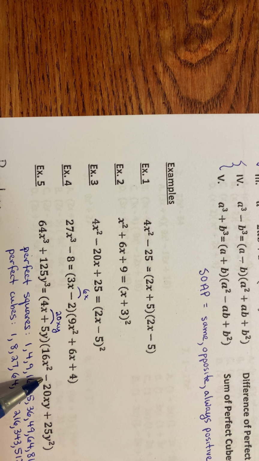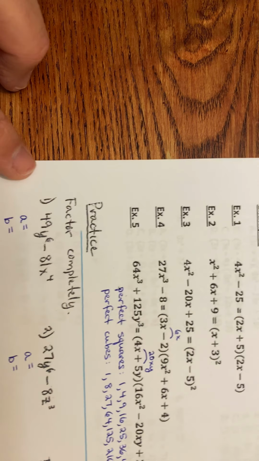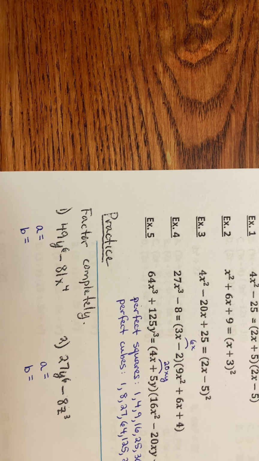Change the sign. Same, opposite, always positive. Square the 5y. All right, so let's try a couple here. And I have some on the other side. You should have printed this out, I hope.